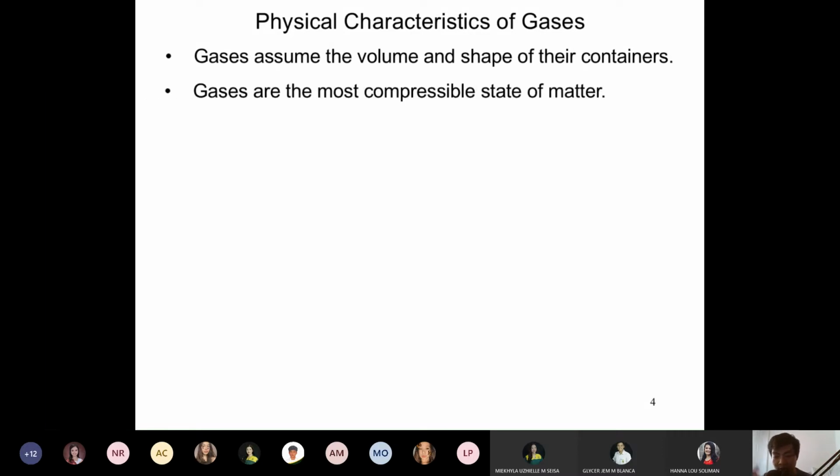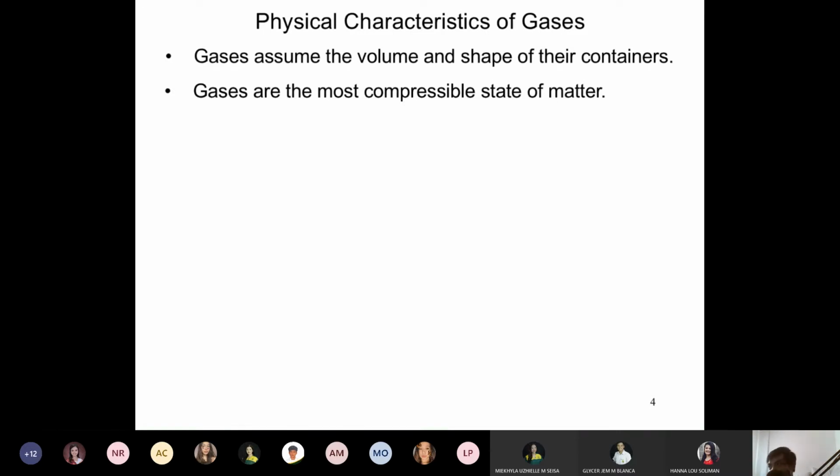Okay, so yun lang. Another common denominator of gases is that they are the most compressible state of matter. So when you say most compressible state of matter, we can compact them. Pwede mo sila ipitin para lumiit ang volume. For example, itong upuan ko dito, pag pinindot ko tong nasa gilid, yung latch, tignan nyo bumaba ako.